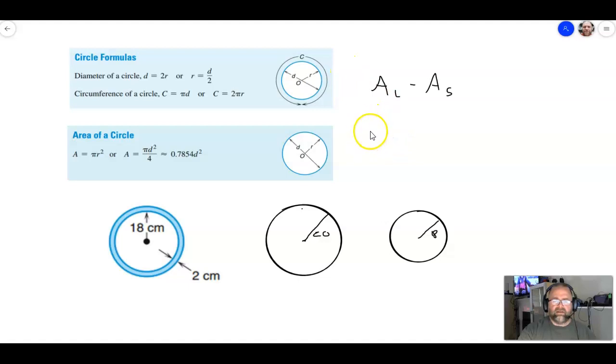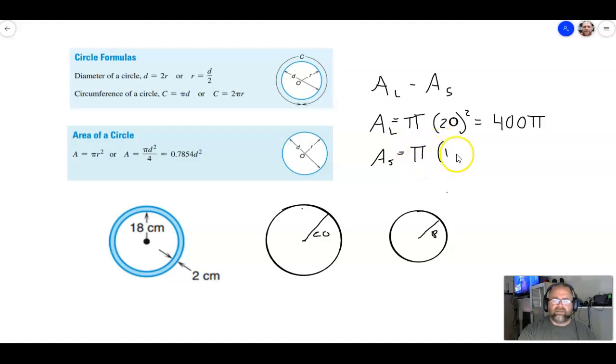So the area of the larger circle, well, that has a radius of 20, so that's going to be pi times 20 squared. And 20 squared is 400, so that's going to give us 400 pi. And we can just leave it in terms of pi for now. The smaller circle, we call that one a little s. Well, that's going to be pi times 18 squared.